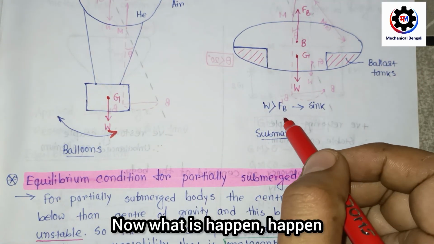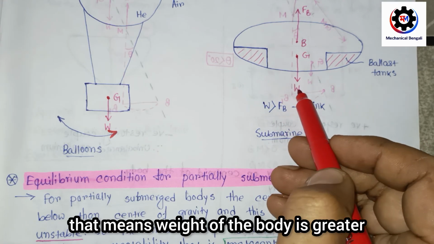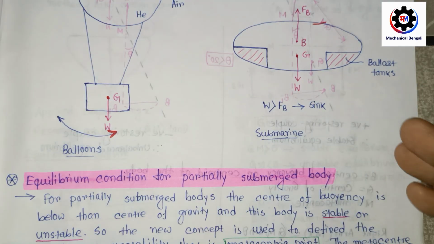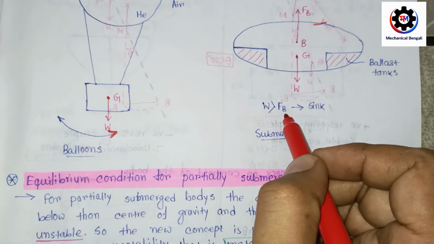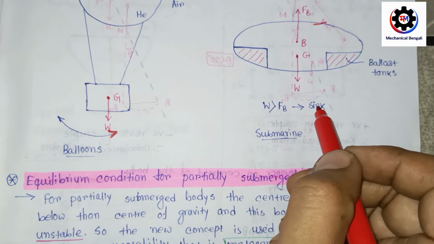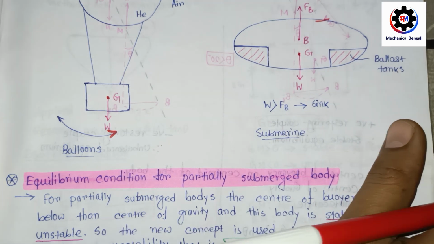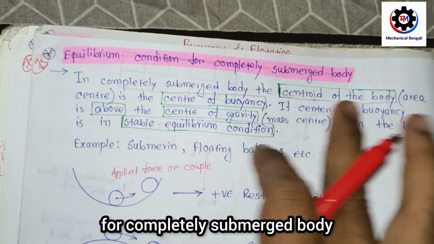Now what happens if W is greater than FB, that means the weight of the body is greater than the buoyancy force? Then it is in the sink position. And if the weight of the body is less than FB, then it is in floating condition. So this is all about the submarine, and this is all about the concepts important for the equilibrium condition of a completely submerged body.